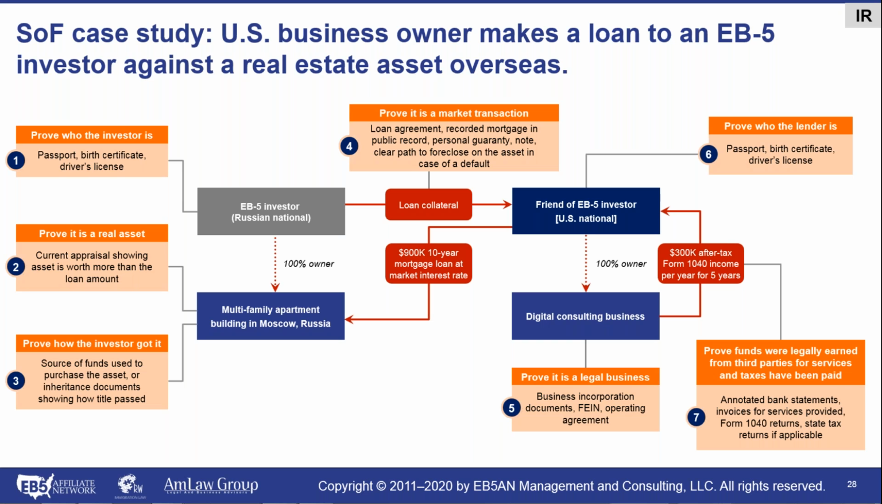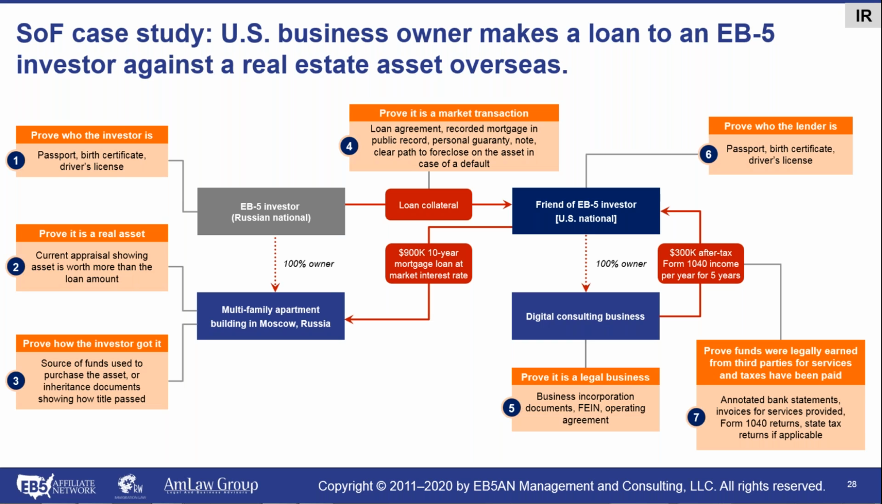And that person has accumulated income from their consulting business that's been operating in the US, and they've paid tax on that income, approximately $300,000 after-tax income for 5 years. So they earned about $1.5 million post-tax. And of that $1.5 million post-tax, they're going to make a loan to their Russian friend. And that loan is a 10-year note, essentially, that's going to be secured by that piece of real estate in Moscow that the investor owns.